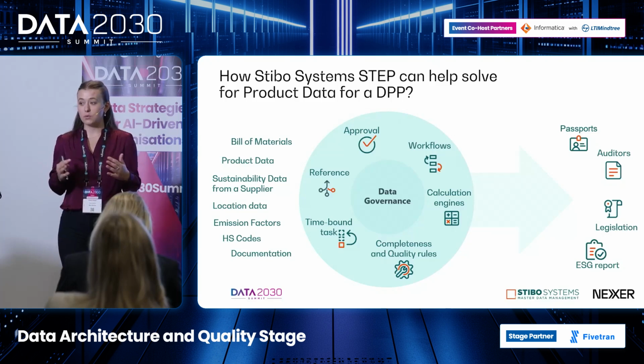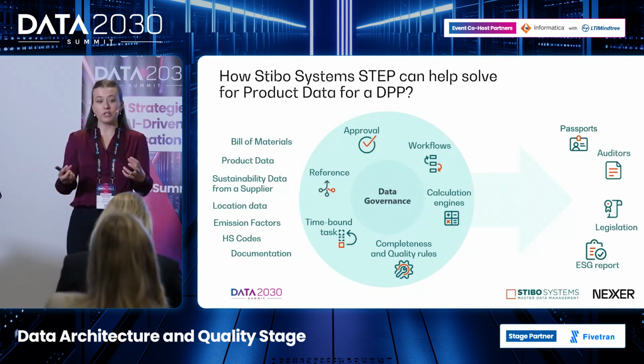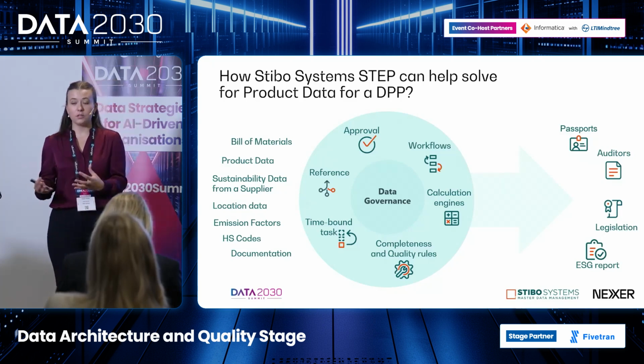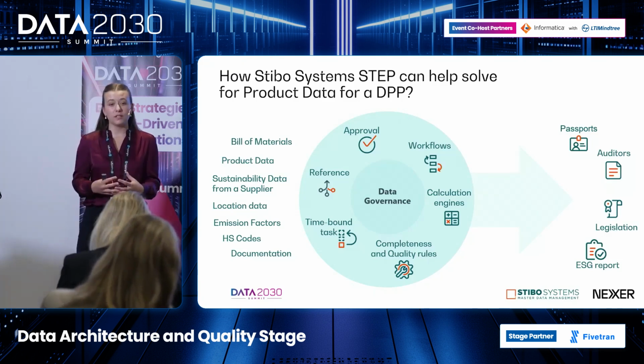So we get different teams within your sustainability organization or across your whole organization as a whole to enrich this information. We also have emission calculations. This is not necessarily a huge part of the Digital Product Passport, but you can take emission calculations and make carbon footprint estimates. We can have completeness and quality rules.